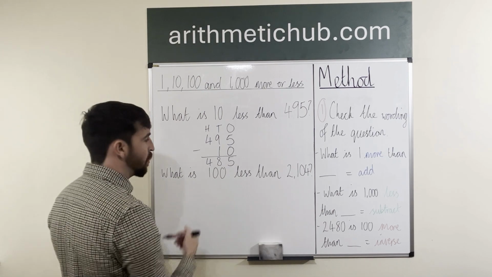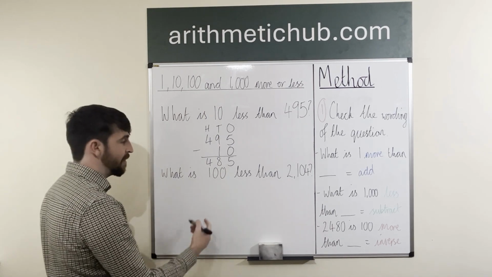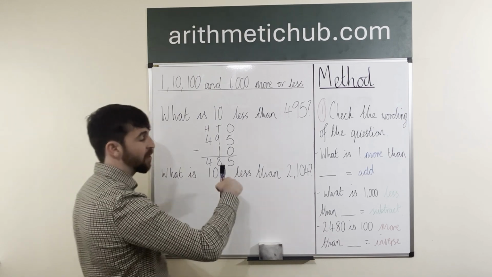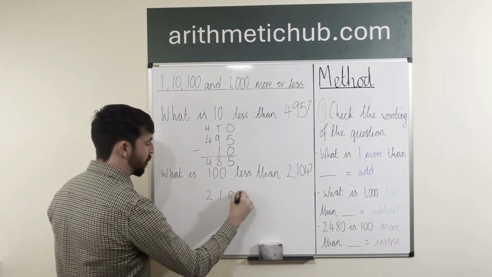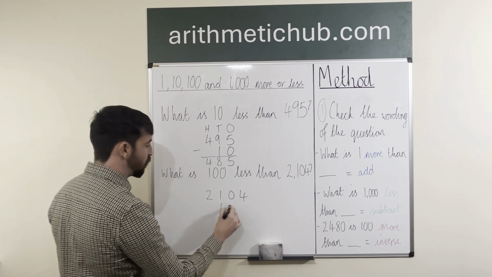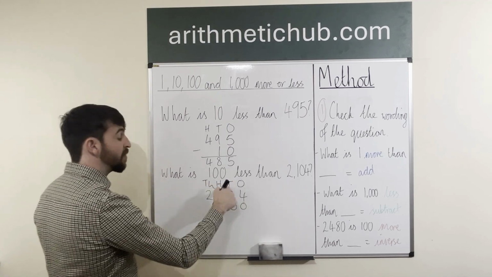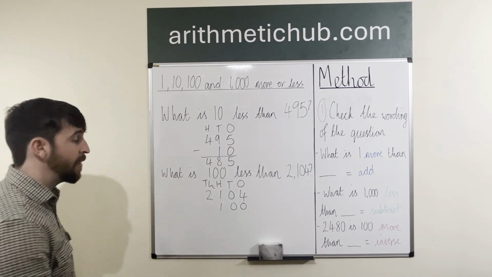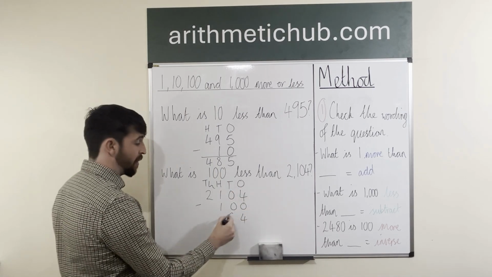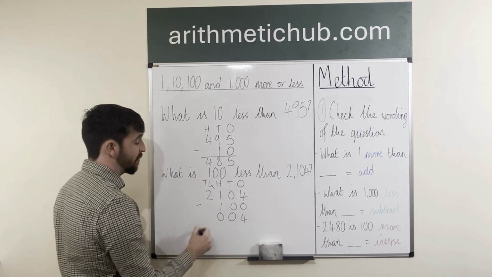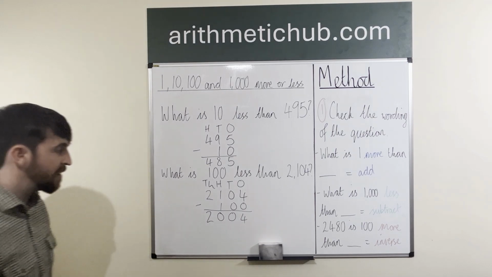Okay, so let's have a look at this next one. What is 100 less than 2,104? Exactly the same method for this one again. We're looking for 100 less than, so we know that we're going to need to subtract. So we write our 2,104 in, and we're taking 100 away. Put our place value columns on. Ones, tens, hundreds, thousands, and we're taking one away in the hundreds, aren't we? So 4 take away 0 is going to give us 4, 0 take away 0 is going to give us 0, 1 take away 1 is going to give us 0, and 2 take away nothing is going to give us 2.